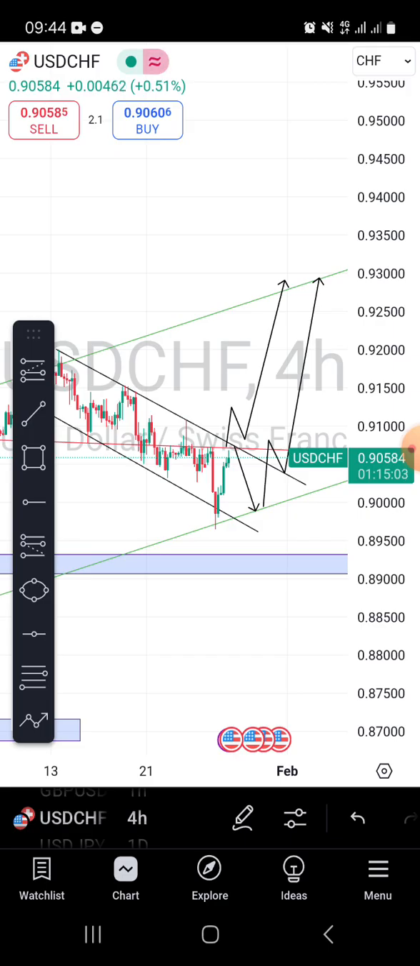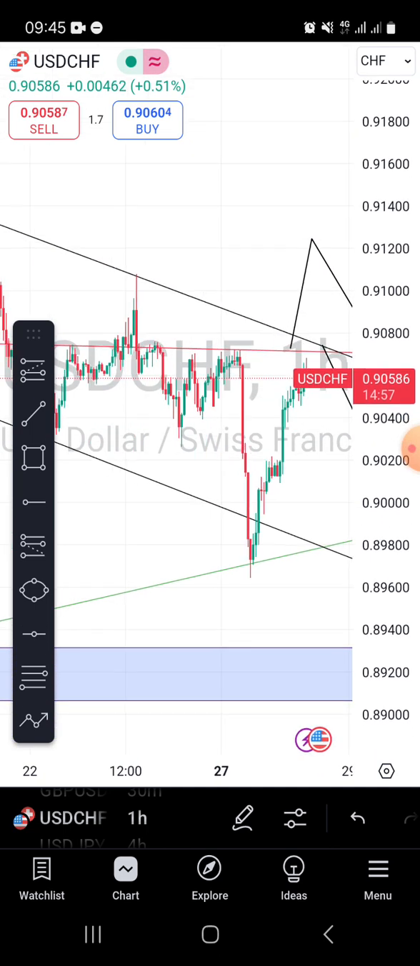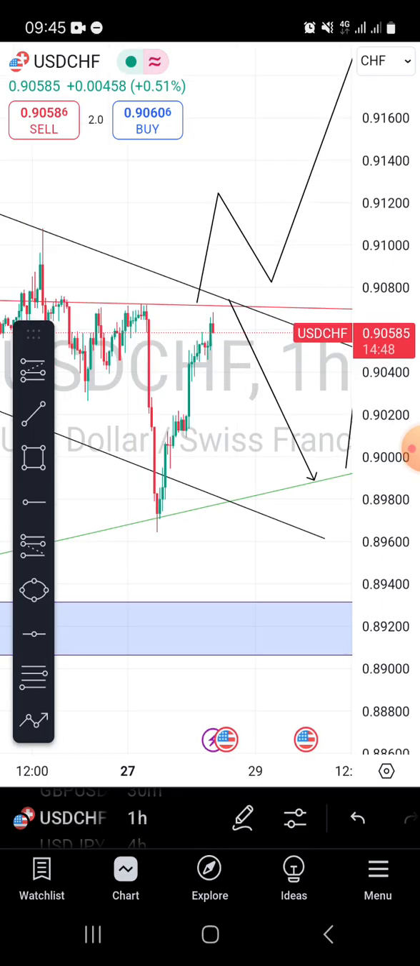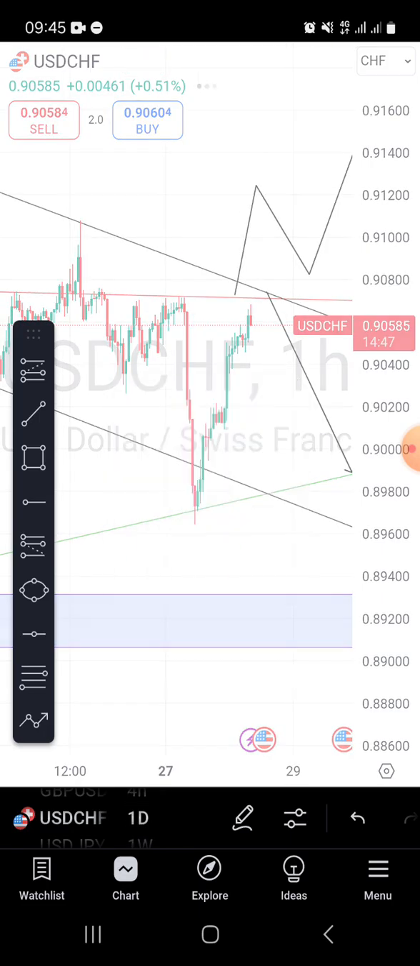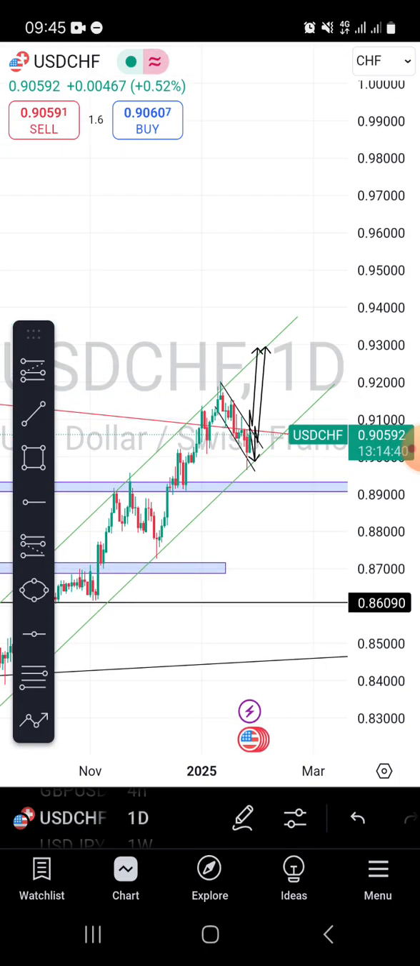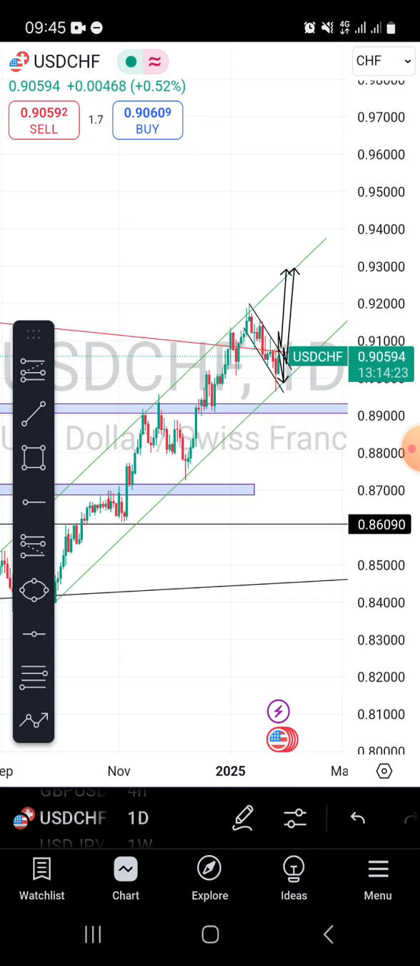Let me switch to H1. I don't think there's anything to explain here. Yeah, very clear. Very, very clear on H1. So it's all about patience. Back to D1, you can see it moved already. Point 1, then point 2, made the third touch. That's point 3, point 2, point 1 is somewhere around here. So quickly to the next one on the list.